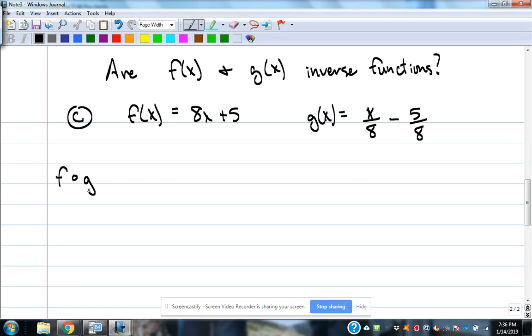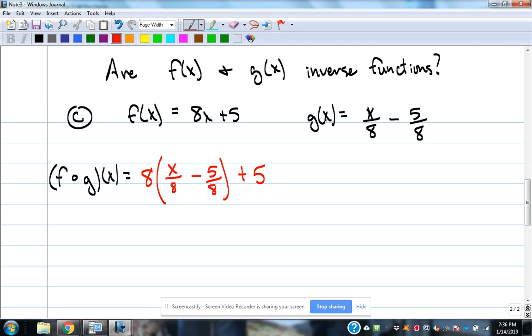So f composed with g. That means we're taking which one and putting it into the other. Taking g, putting it into f. Okay? So that means we have 8 parentheses x over 8 minus 5 over 8, and then we still have the plus 5 there. So instead of x, here on the f of x function, I've got this stuff. Okay? And I'm going to simplify that.